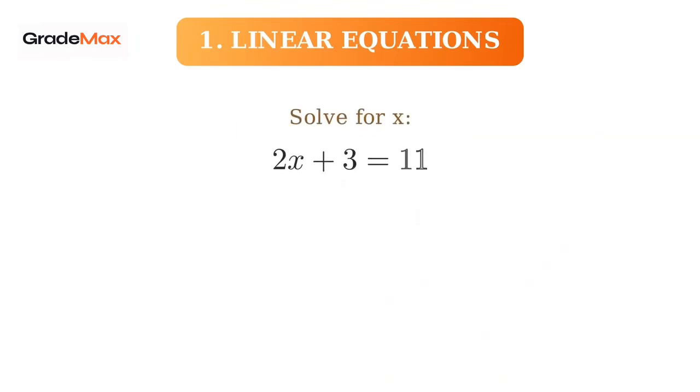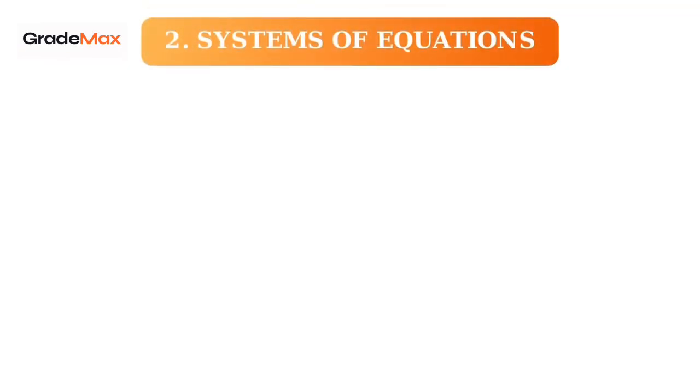Now let's solve a question in this section. Here, the question asks to solve 2x plus 3 equals 11. We can simplify this as 2x equals 8, by taking 3 to the right side, which means x equals 8 over 2, or 4. Another type of question that might come in this section is where 2 points are given and we need to find the slope. Now let's move on to the next section, which is systems of equations.